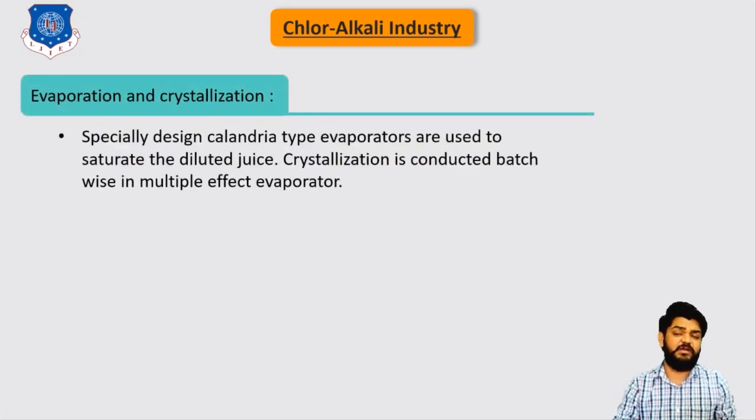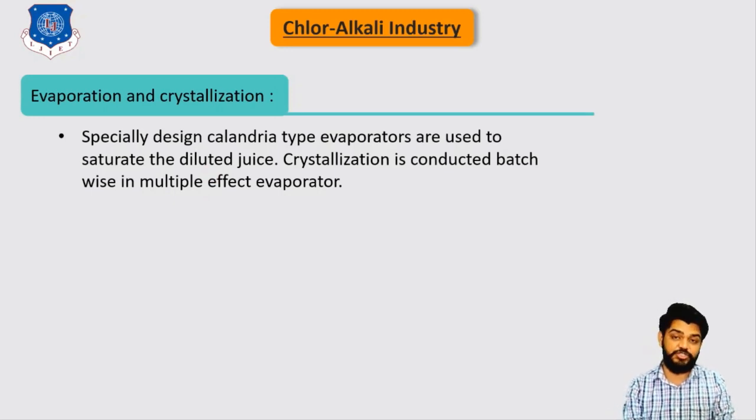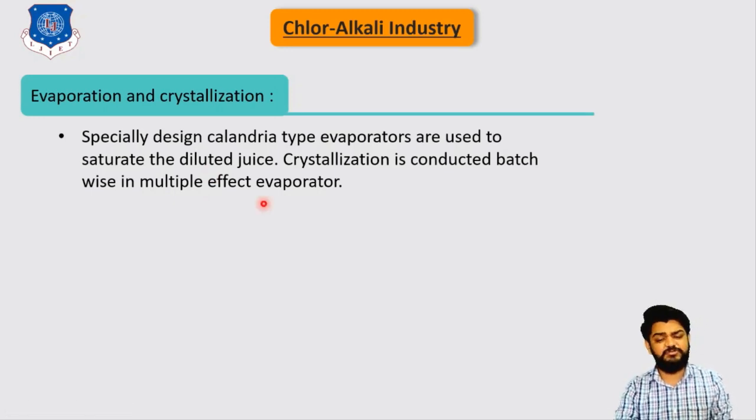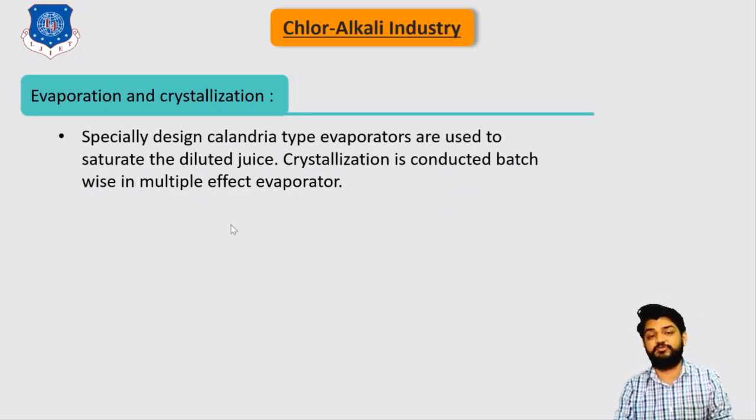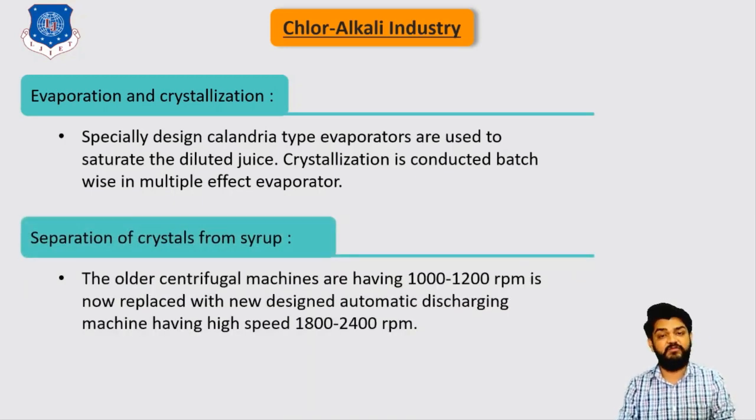Then the next major engineering problem is the evaporation and the crystallization operation. Specially designed calandria type evaporators are used in this particular method to saturate, or we can say concentrate, the dilute sugarcane juice. The crystallization is conducted in a batch-wise manner since the multi-effect evaporator is used as the crystallizer. Then the next engineering problem is the separation of the crystals from the syrup.